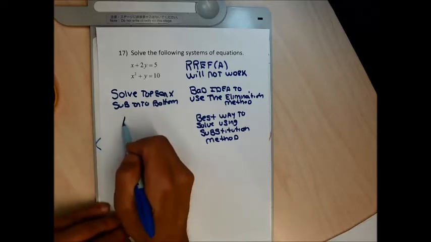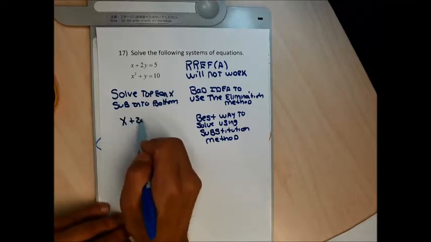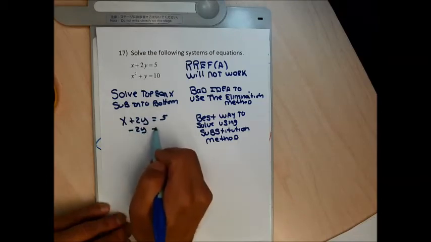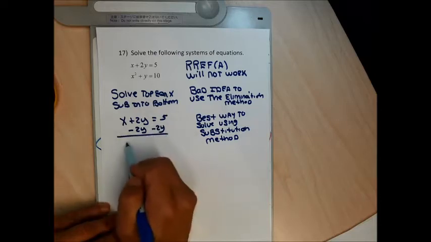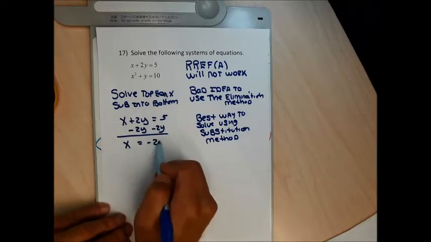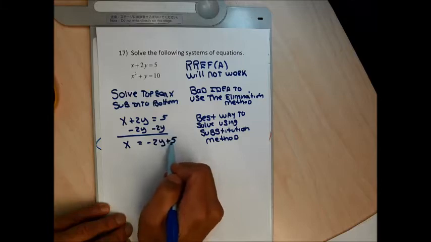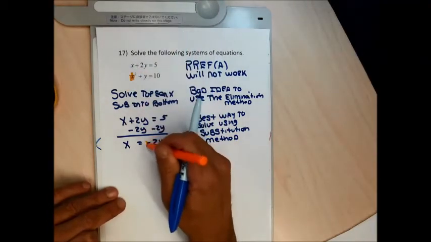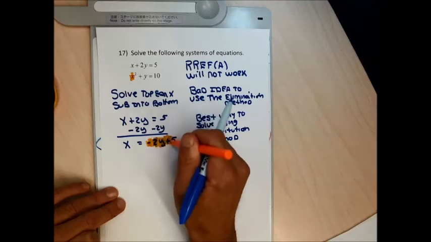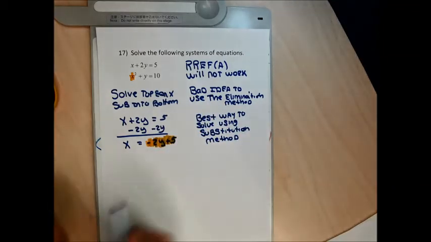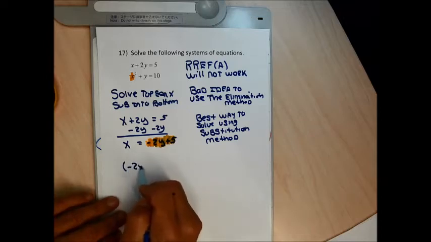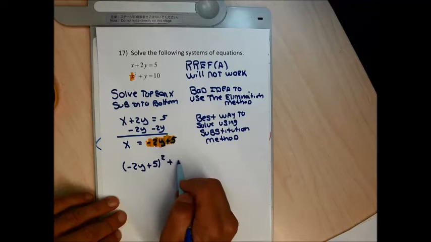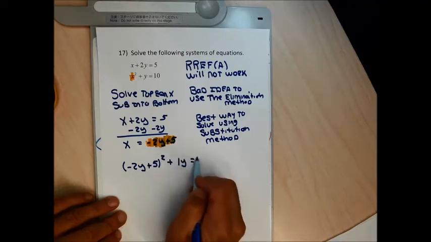So the top equation is x plus 2y equal to 5. I'm going to minus 2y from both sides, and that's going to give me x equal minus 2y plus 5. And I'm going to substitute this into the bottom equation. So into that equation, I'm going to change the x into minus 2y plus 5. So I'm going to go (minus 2y plus 5) quantity squared plus 1y equals 10.